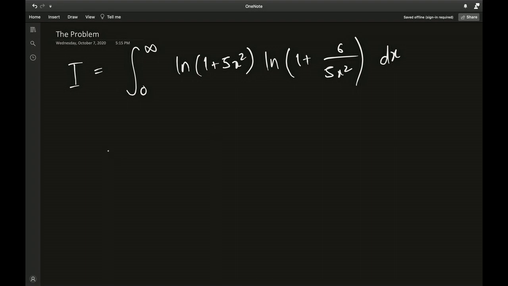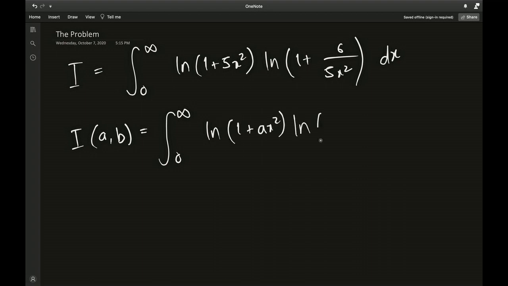Now, if you want to do this on your own, I'll give you a little hint. I want to parameterize this as the integral from 0 to infinity of the natural log of 1 plus ax squared, times the natural log of 1 plus b over x squared, dx. That's the hint I've given you. And if you want to try that by yourself, please feel free to pause the video and then resume when you feel comfortable.